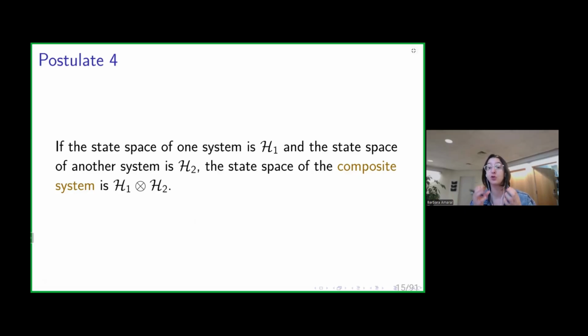Now I need to construct a Hilbert space to describe the composite system when I'm describing system 1 and 2 jointly, which happens a lot in physics. So what this postulate says is that the composite system is what we call the tensor product of H1 and H2. So this Hilbert space is what in linear algebra we call the tensor product of these two spaces.